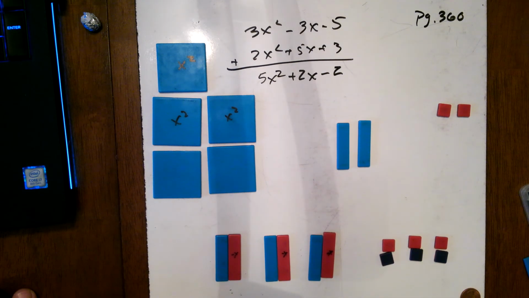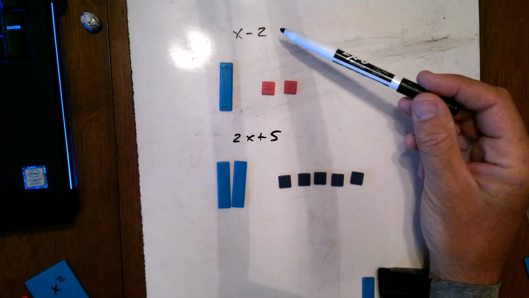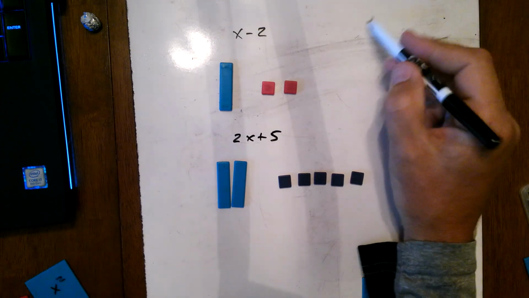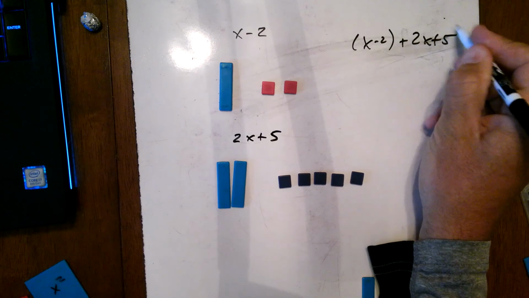So we're going to look at a few others. I'm going to push pause here for a second. I'm going to put some others on the board and see if we can figure out what their sum would be. Okay, so this is on Try These A on page 360. Here's x minus 2, and here's 2x plus 5, and we're adding those two together. So it would look like x minus 2 plus 2x plus 5.